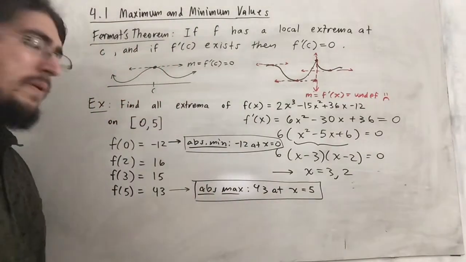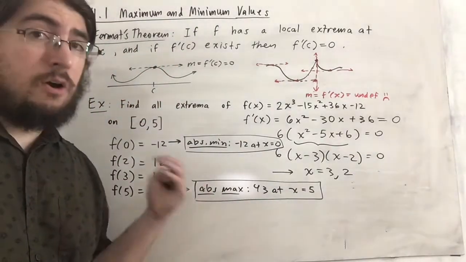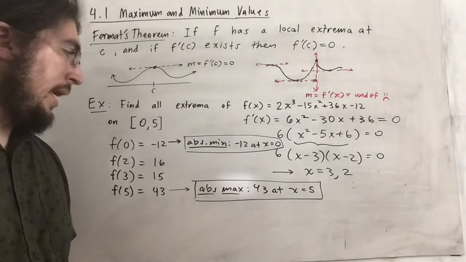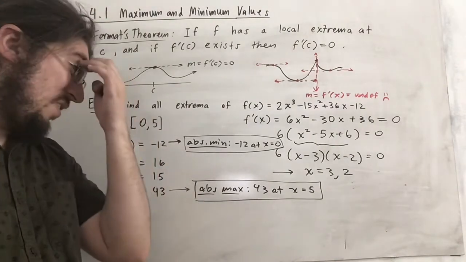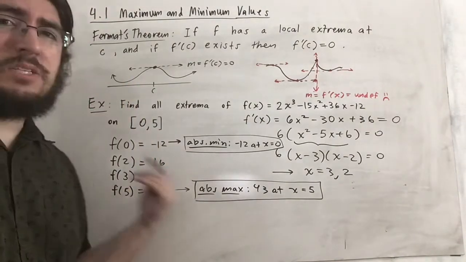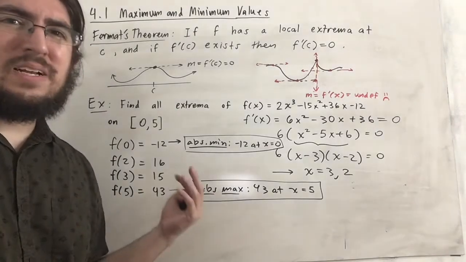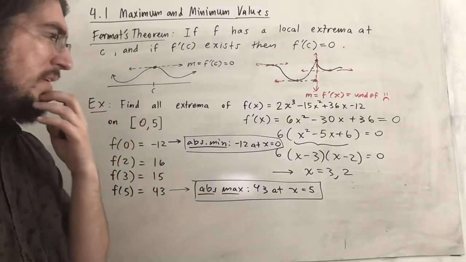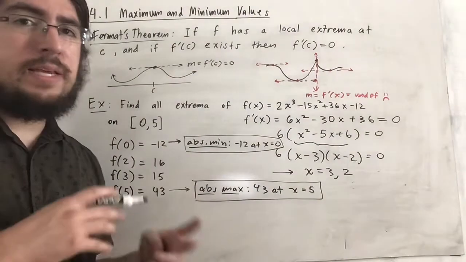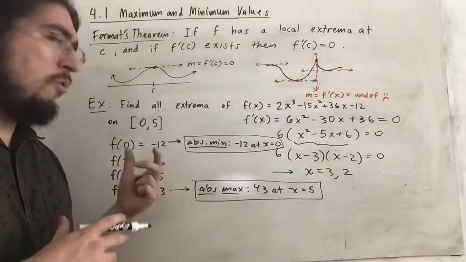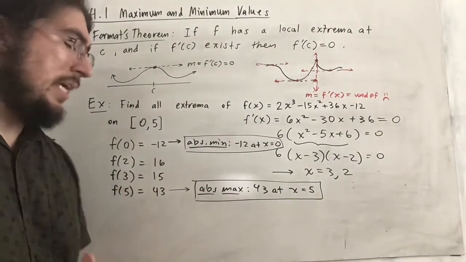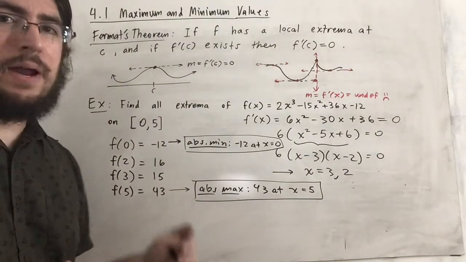Now you may ask, what about the other ones? So as it turns out, the other ones are indeed max and mins, and they are local. Now, as far as how we can efficiently determine that, we're going to have to save that for a different time. In fact, 4.3 really is where we start to see more machinery, I guess you can say, as far as figuring that part out.